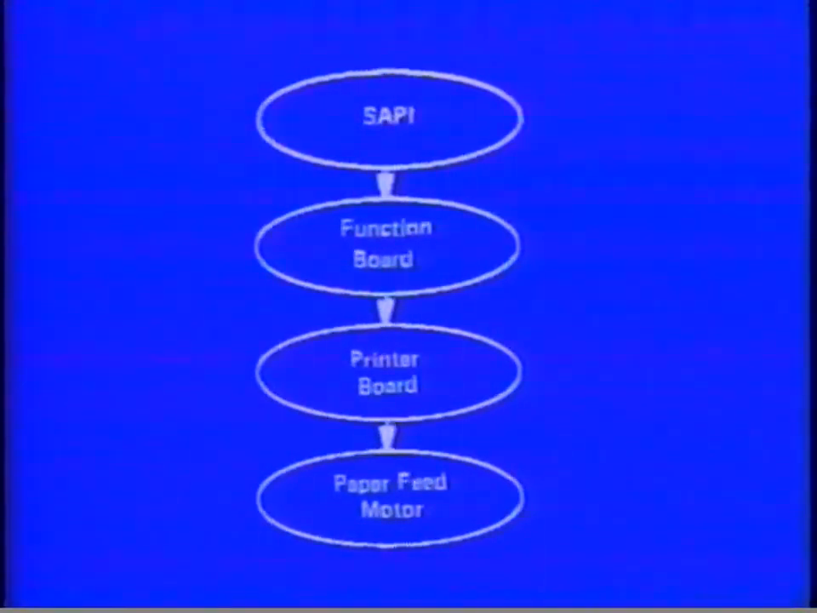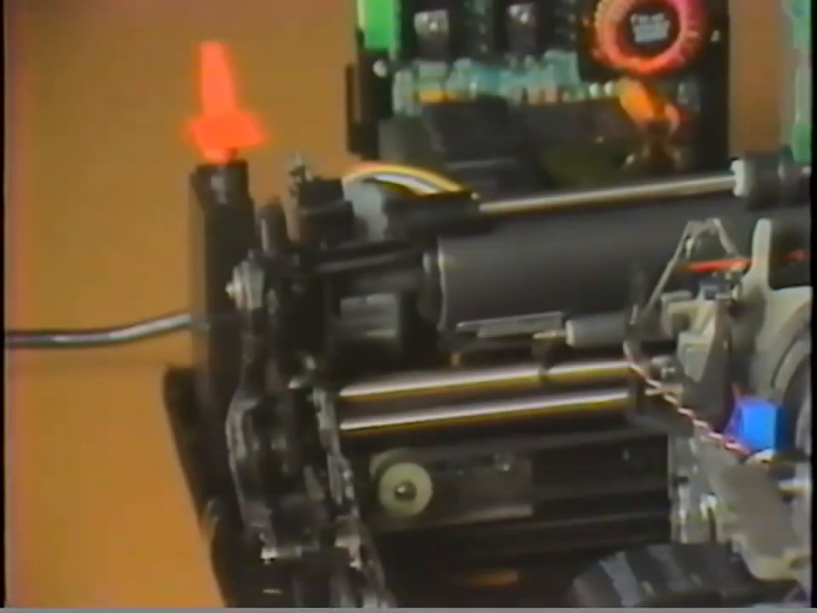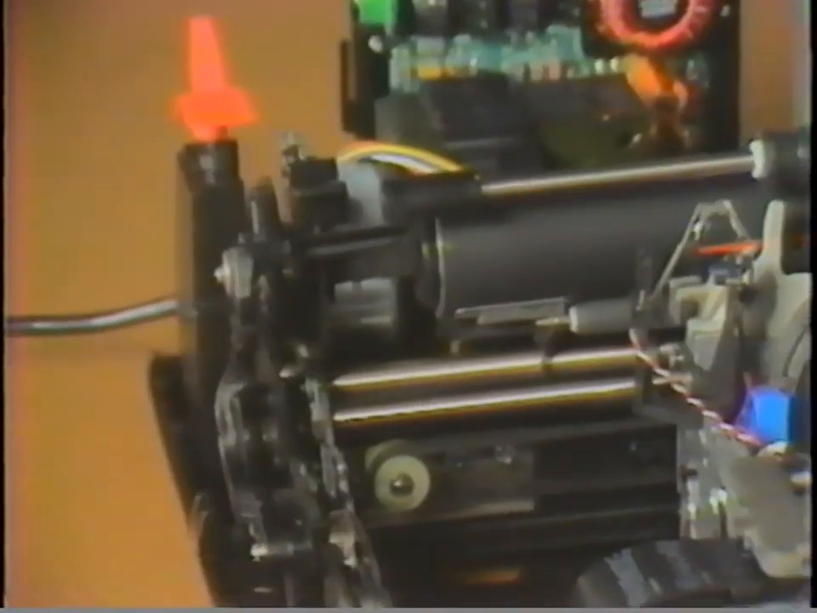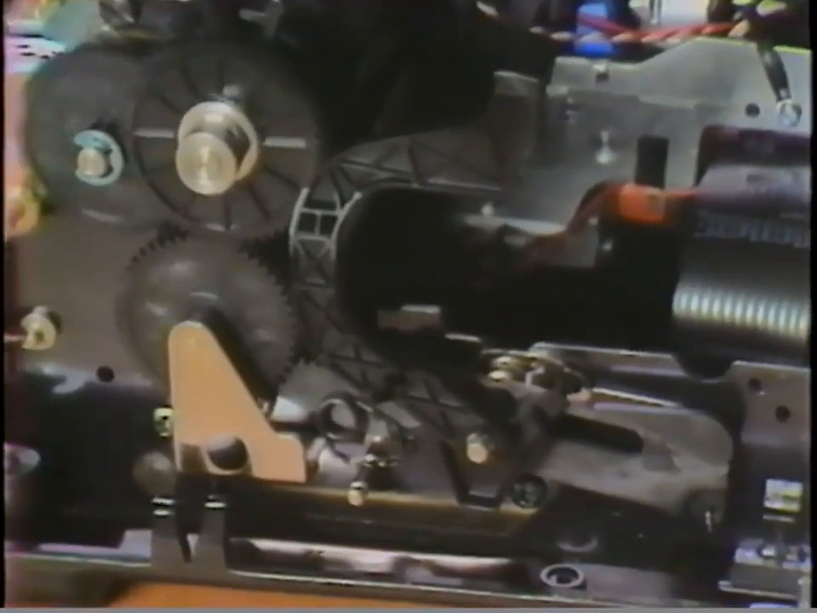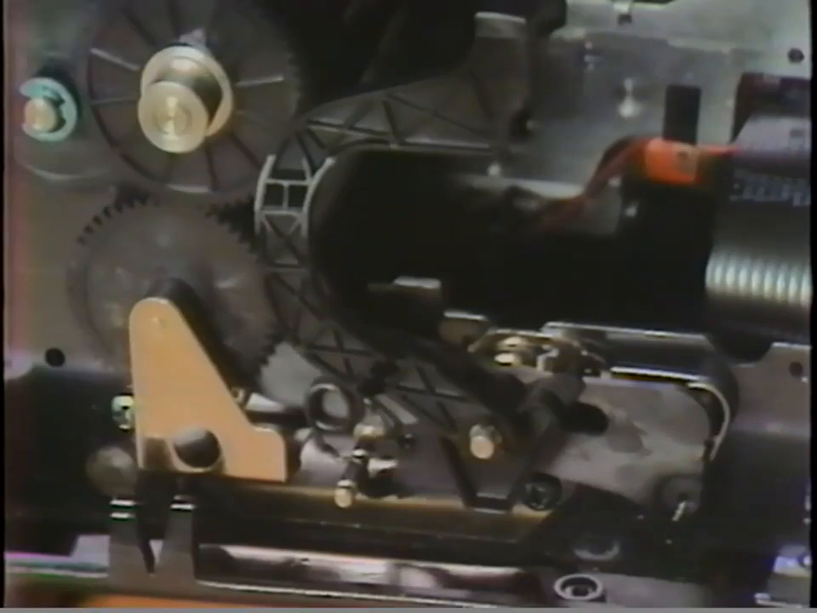The SAPI switch completes a circuit through the connector on the function board. The function board then tells the printer board to perform the SAPI operation. The printer board then drives the paper feed motor to feed paper into the machine. When the paper bale is pulled forward, the first line knockoff lever engages the knockoff drive gear. As the platen rotates, the knockoff lever moves the paper bale back to the platen.